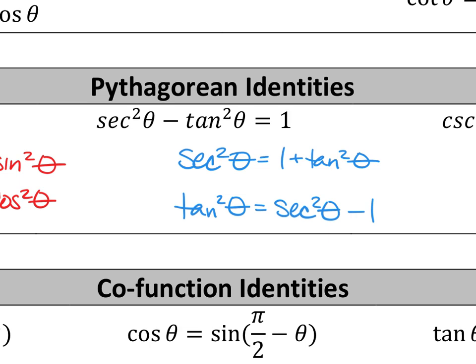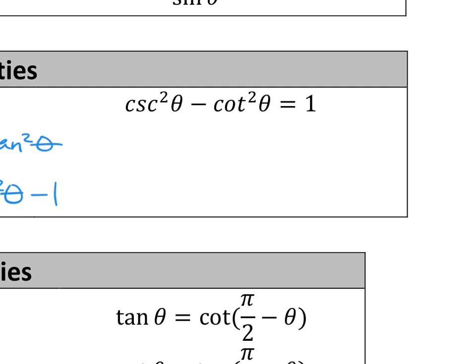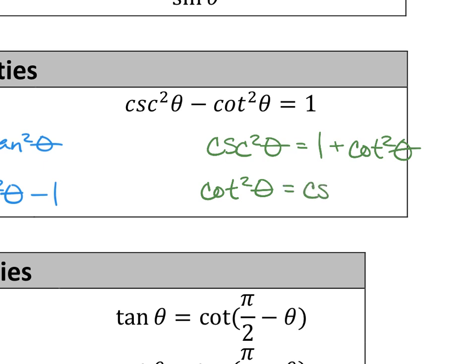The third and final Pythagorean identity is cosecant squared theta minus cotangent squared theta equals 1. If we rewrote it to where it was solved for each of the other ones, this would be cosecant squared theta equals 1 plus cotangent squared theta, or cotangent squared theta equals cosecant squared theta minus 1.